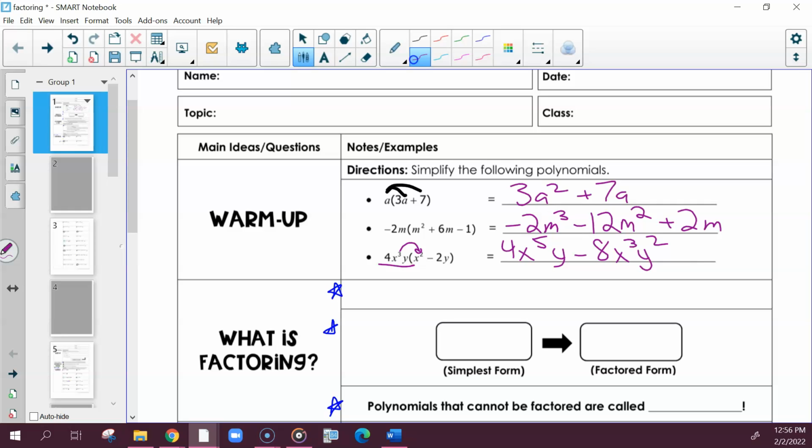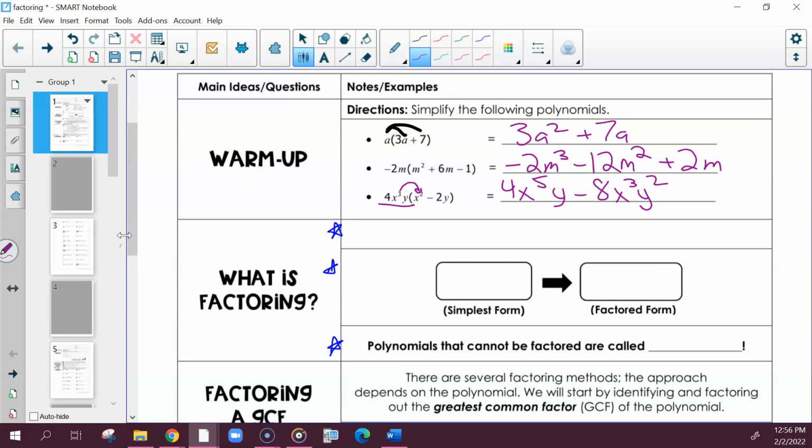Now, we know how to distribute. The exponent thing might be a little new, but distributing is not really what we're focusing on here. We're basically undoing distributing, which is called factoring. So in this part right here, this would be separating a polynomial back into a product.